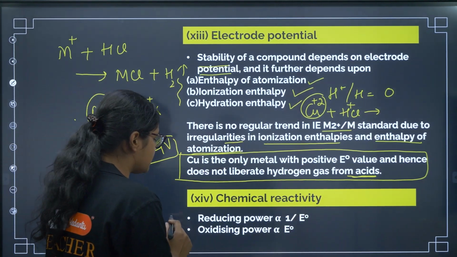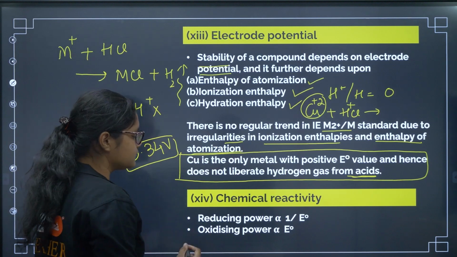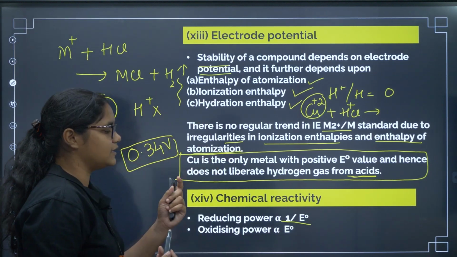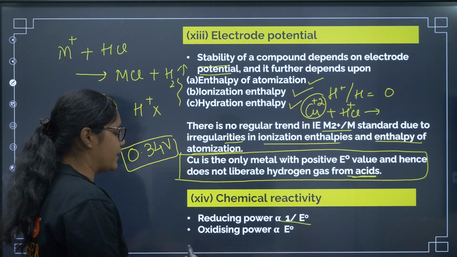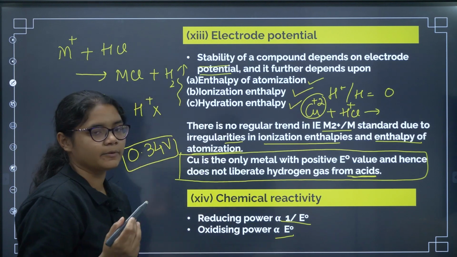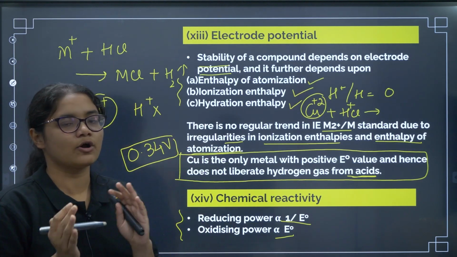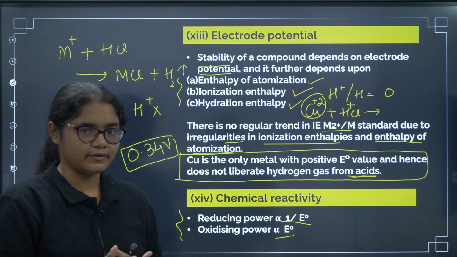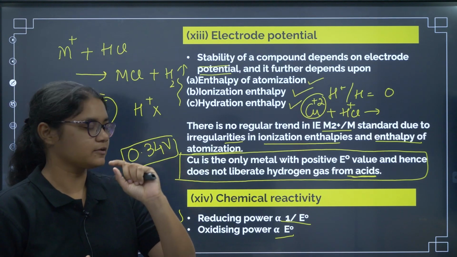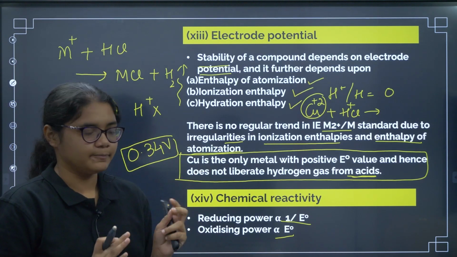Next is chemical reactivity based on E0 values. You have to remember that reducing power is inversely proportional to E0 and oxidizing power is directly proportional to E0. Here questions are asked to arrange in increasing or decreasing order. Values will be given in the table. You have to just check the values and arrange them.